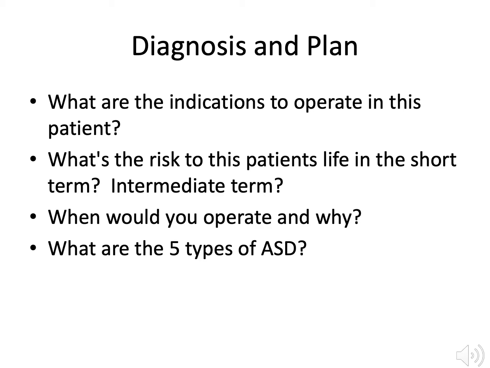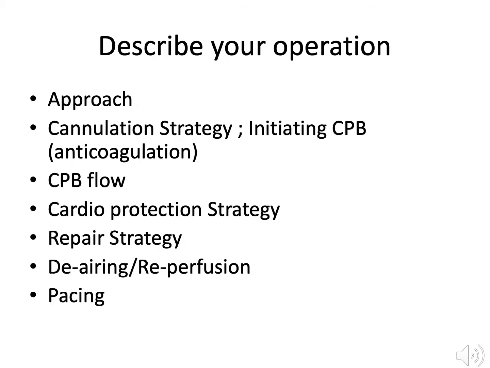The final question is, what are the 5 types of atrial septal defect? The 5 types would be a PFO, a secundum ASD, a primum ASD, a sinus venosus defect, and an unroofed coronary sinus. So in this slide, we're being asked to describe the operation. When you're asked to do this, start out by describing the operation in as much detail as possible. If you're providing too many details, the examiner will give you a cue to speed up.